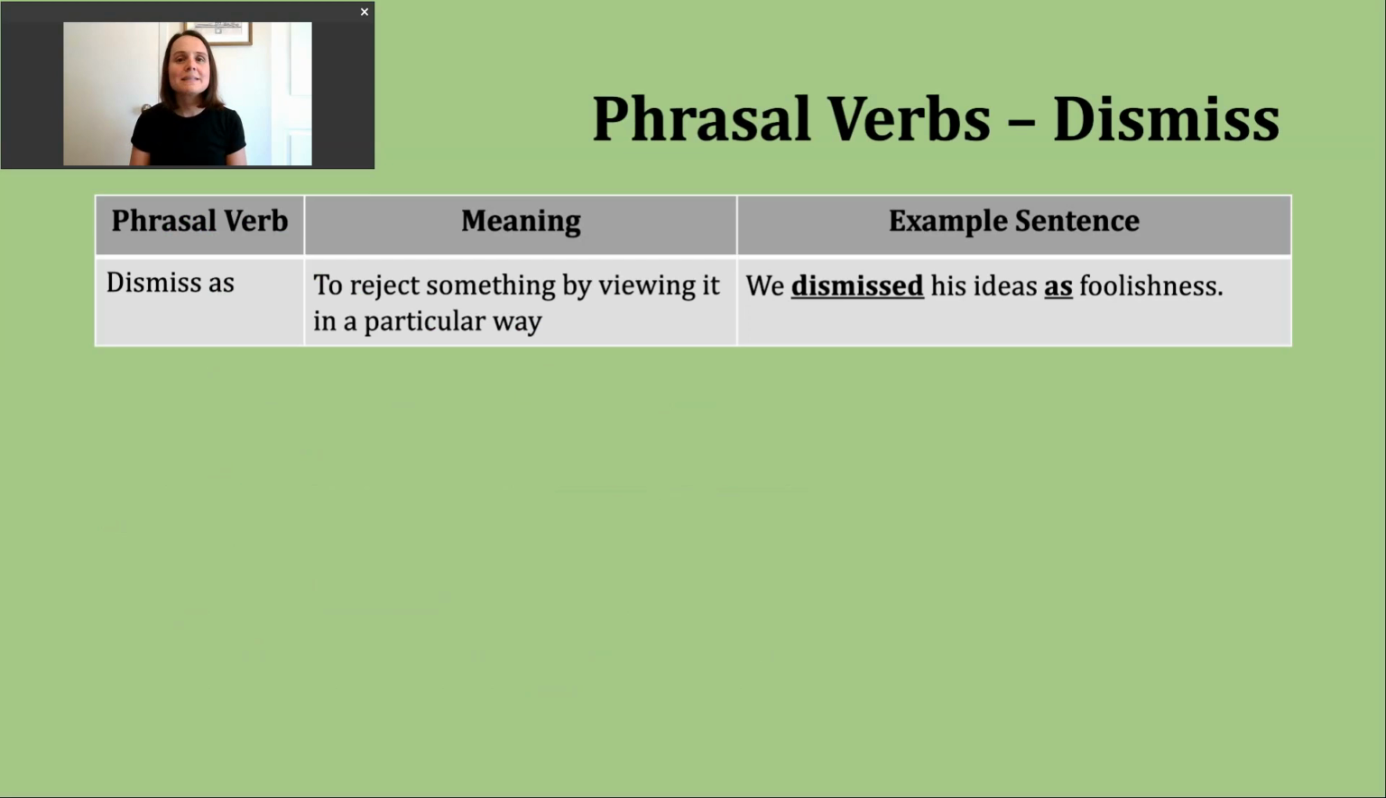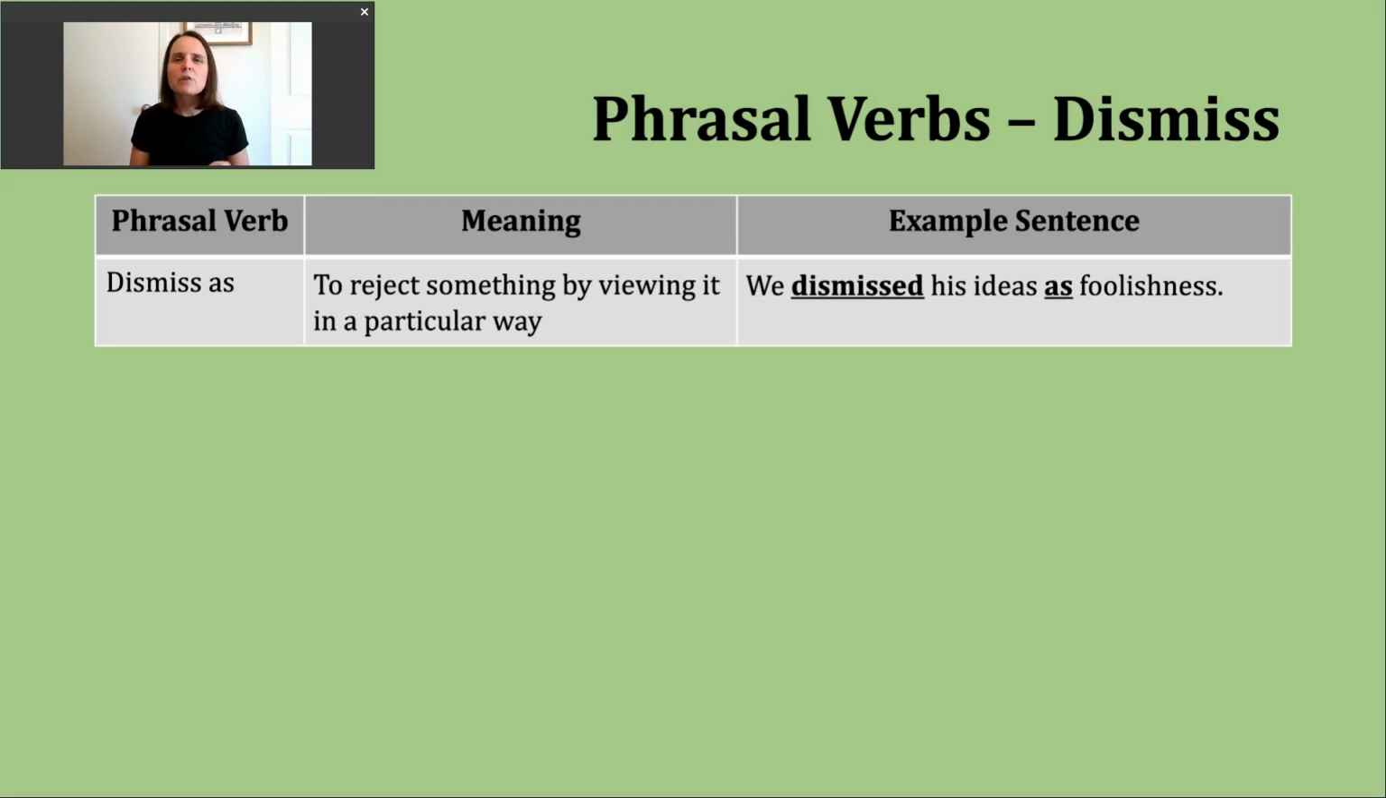Now, I just have one additional phrasal verb and meaning for us to look at. It's the phrasal verb dismiss as. This is a phrasal verb we tend to separate. So we're going to see an object come between the verb and this participle or preposition. So the meaning of dismiss as is to reject something by viewing it in a particular way.